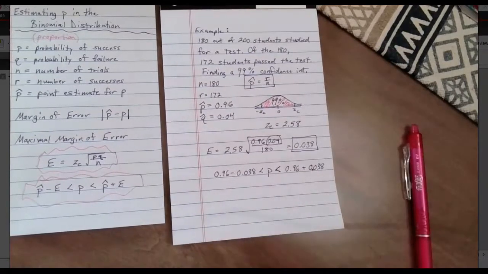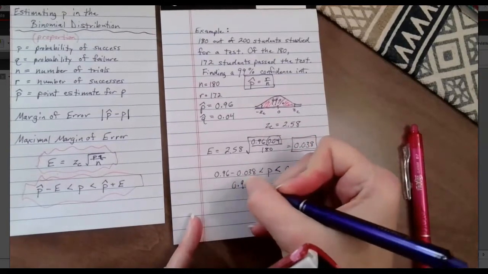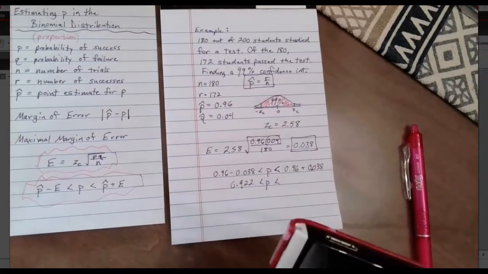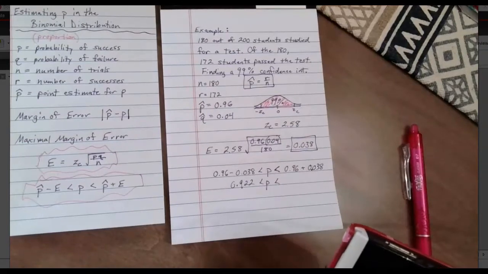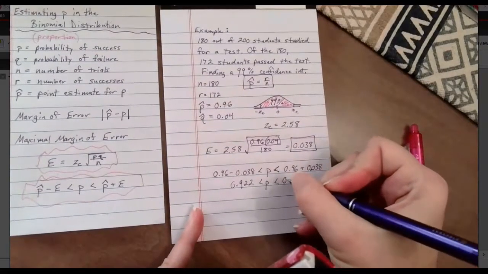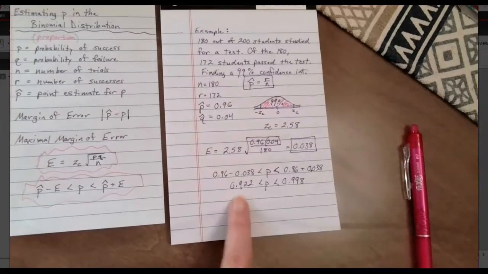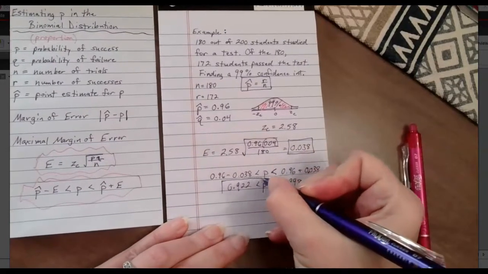All right, so again, borrowing my friend calculator here, 0.96 minus 0.038 gives me on the low end 0.922 is less than p is less than 0.96 plus 0.038. I probably should be able to do this in my head, but my brain is a smidge bit toast right now. Yes, 0.998. That makes sense. So that is my low end, that is my high end, and that right there is my interval. This is my 99% confidence interval.